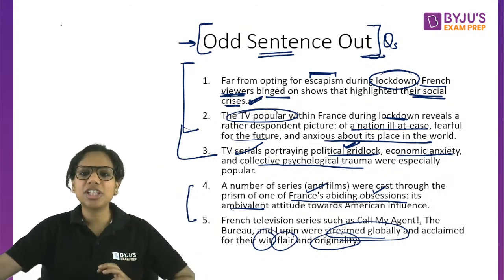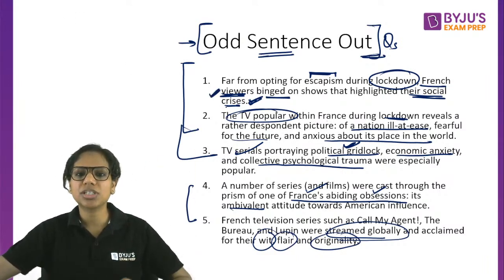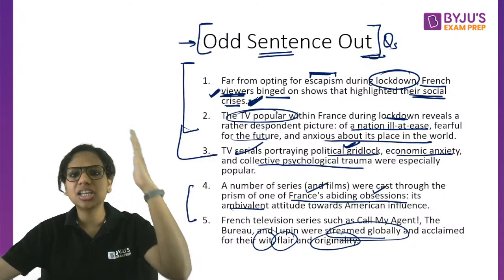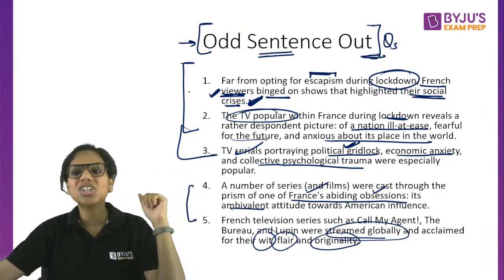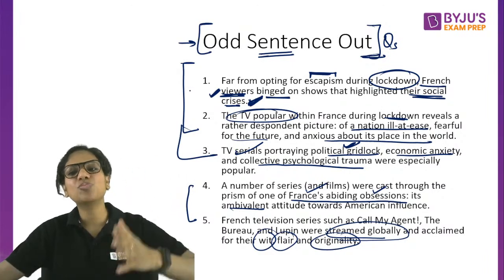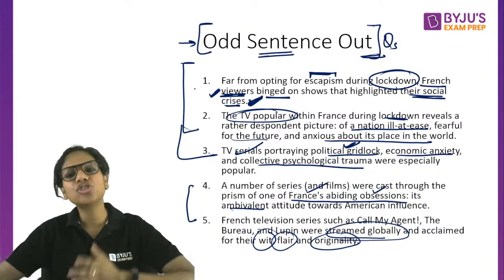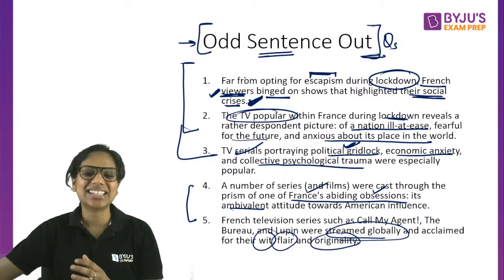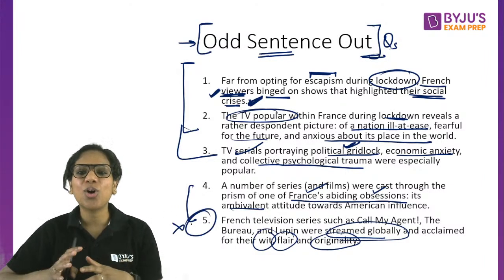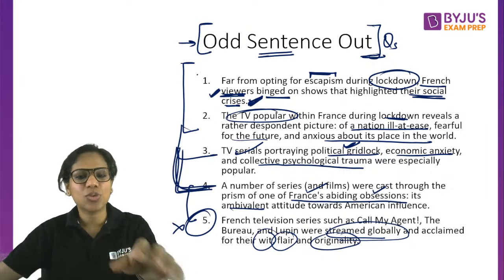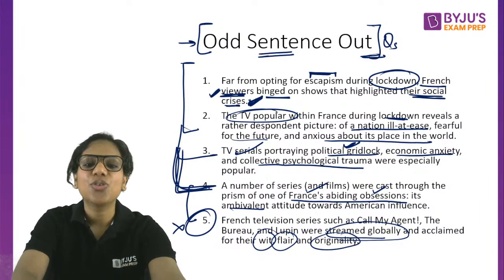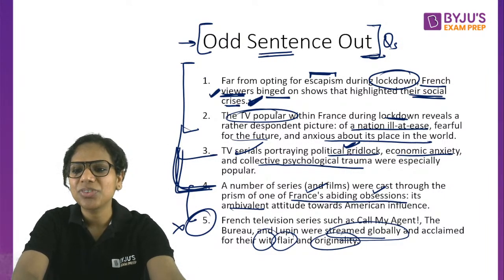Agreed that it is talking about French TV series, but is it talking about French viewers? Is it talking about their focusing on their social crisis? No, it just changes direction altogether. It starts talking about the wit, flair, and originality of the series. We are not appreciating the series. We are just trying to say that French people did not escape from their social crisis. They watched shows that highlighted their social crisis. That's it. This is not a general appreciation of the series themselves, right? So 1, 2, 3, and 4 all belong. It is the fifth that does not belong. Okay. I hope this makes sense to you. Fifth one does not belong.